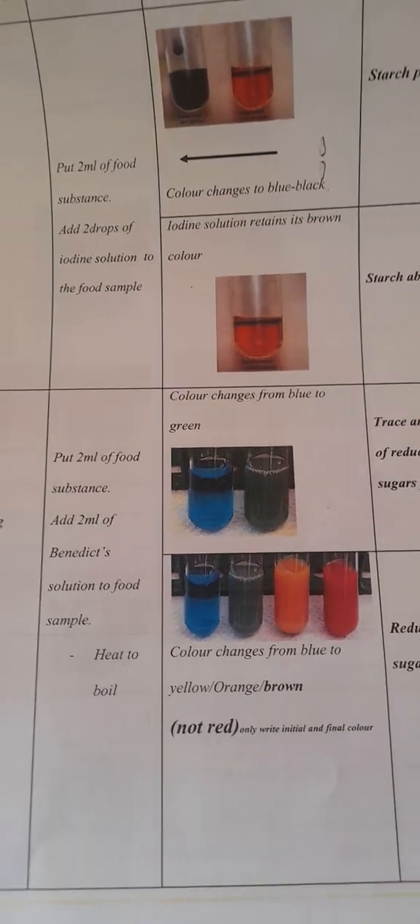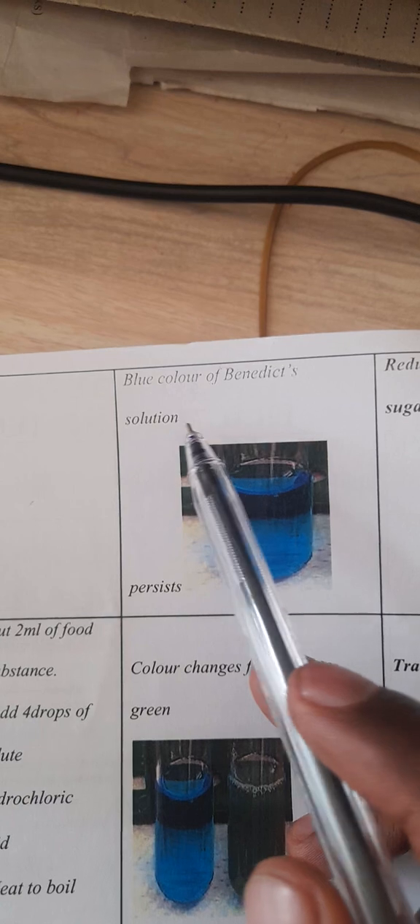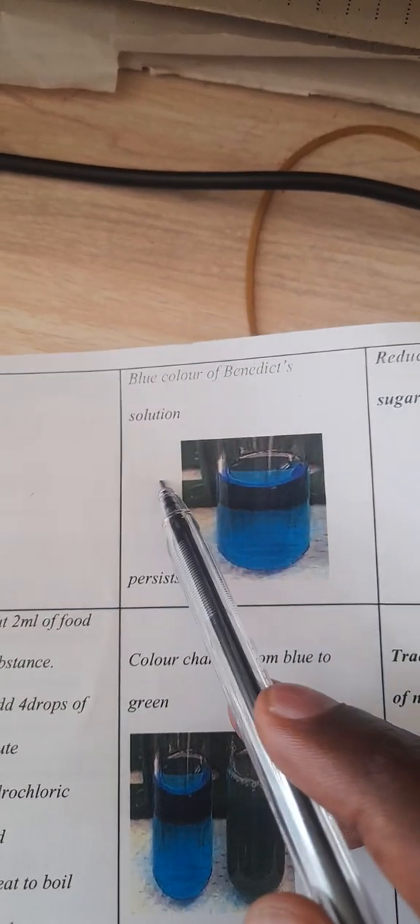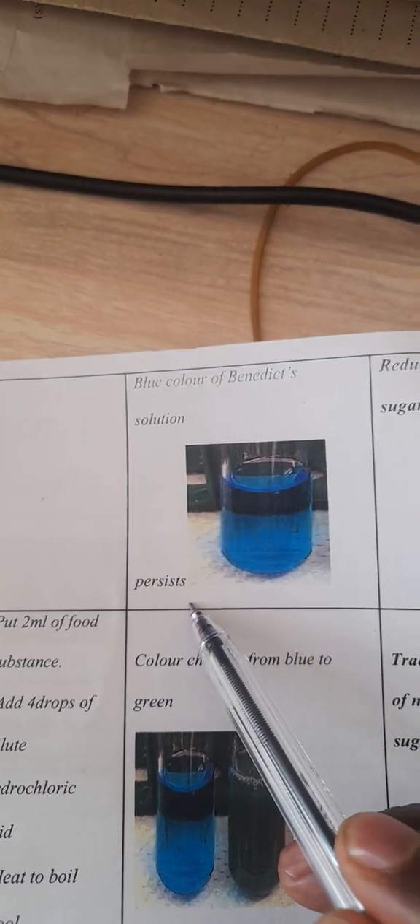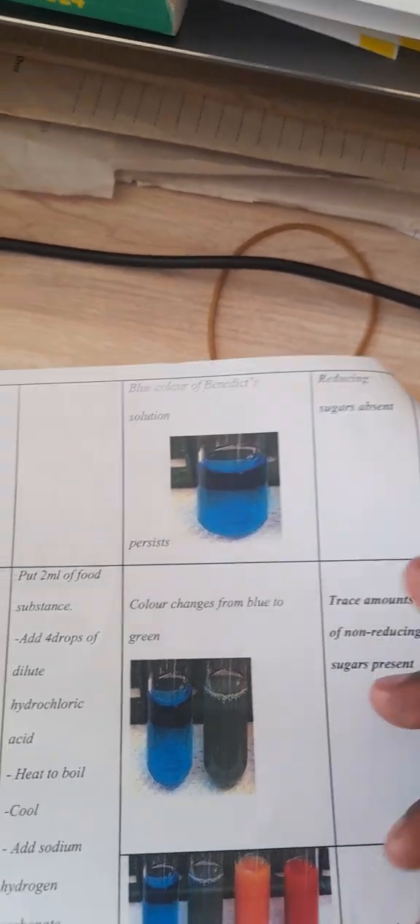So what are we speaking here? You write the final color, and we're speaking about the reducing sugars present. What about if the reducing sugars are absent? You can check the blue color of the Benedict solution will persist. You can check that. Reducing sugar in your conclusion: absent.